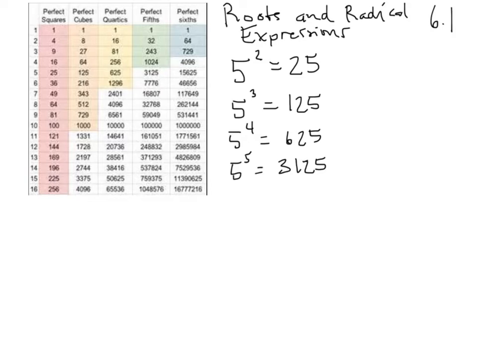And 5 squared equals 25. 5 is a square root of 25. So we have our power, and we have the number 5, which is the square root of 25.